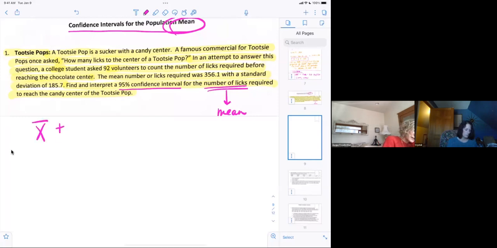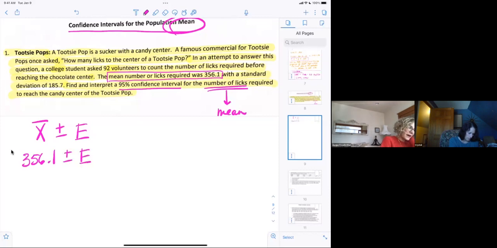Therefore, we're going to look at x bar plus or minus the error. So x bar, are we given x bar? We're given the mean number of licks required, yes. So we have x bar as 356.1. My error for a mean is going to be t alpha over 2 times s over square root of n.